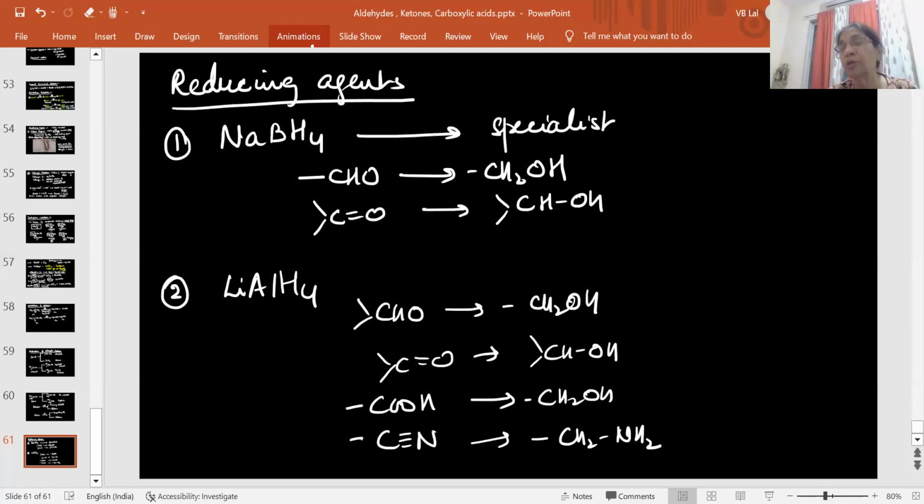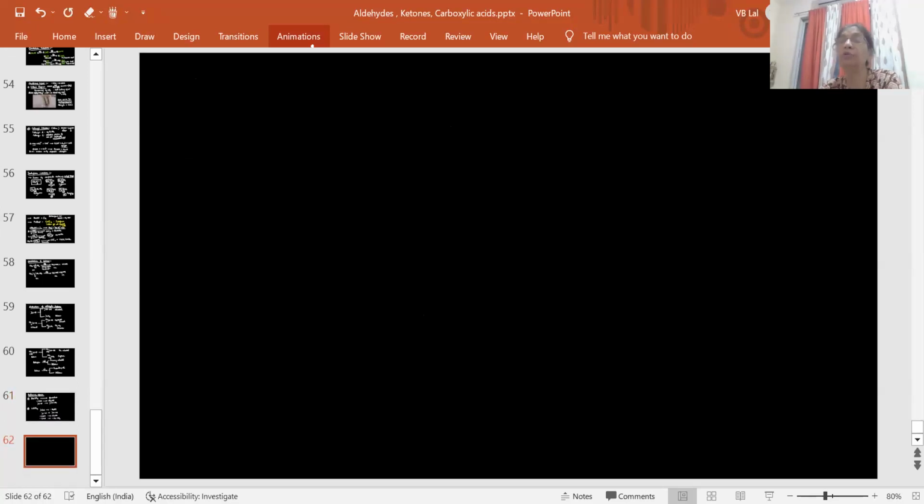It almost converts everything. Wherever it can add hydrogen to the double bond, it will change it into a reduced product. So that is lithium aluminum hydride. So you can think of two, NaBH4 or lithium aluminum hydride. Both are useful to convert aldehydes and ketones to corresponding alcohols. Now we will take two more special reducing agents.